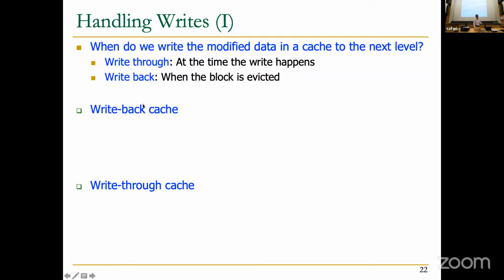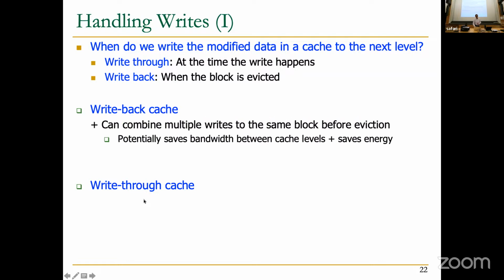So this classifies caches into two different categories. You can have write back cache and write through cache, and they have clearly different trade-offs. In a write back cache, you can combine multiple writes to the same block before eviction. This is called write combining.